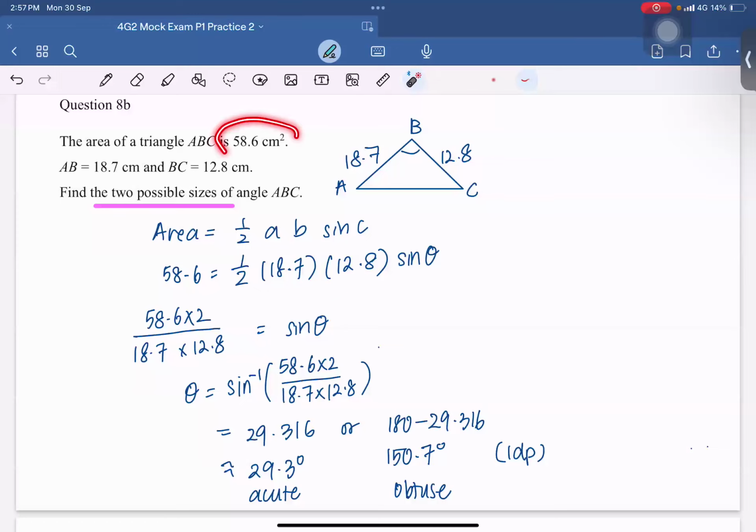But they only give me the formula, the area of the triangle. So for the area of a triangle, which formula should I use? Half times b times c, or half ab sine C? Look at the diagram. They give me what? Two sides, right? So I should use which one? Half b c or half ab sine C?